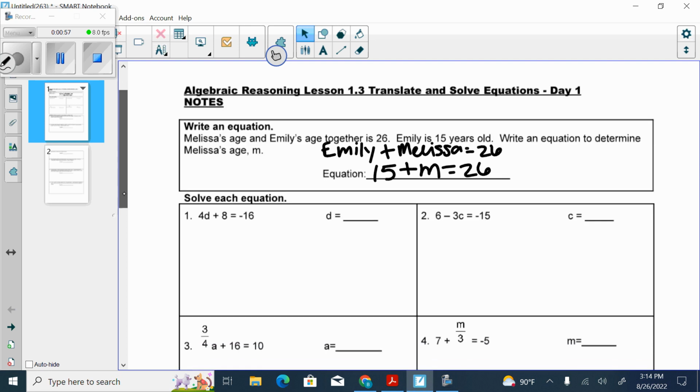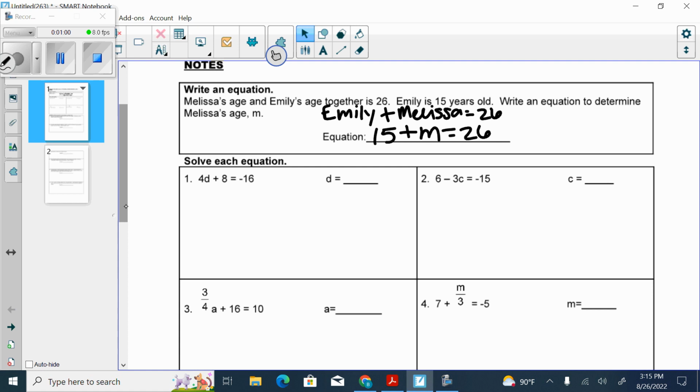Okay. So, before we combine writing and solving the equation, let's just solve a few first. All right? So, on number 1, I am solving for D. What would be my first step to solve for this variable? Very good. All right, we want to get that by itself, so I'm going to subtract 8 from both sides, right? So then I have 4D is equal to, what is negative 16 minus 8? Negative 24. Nice.